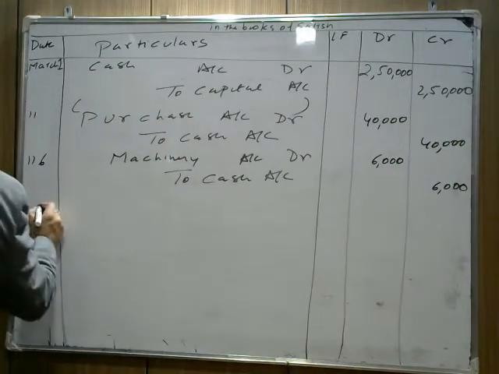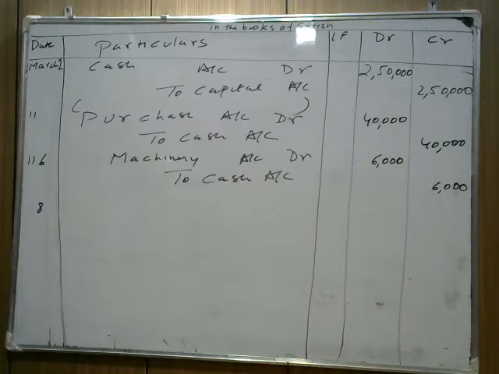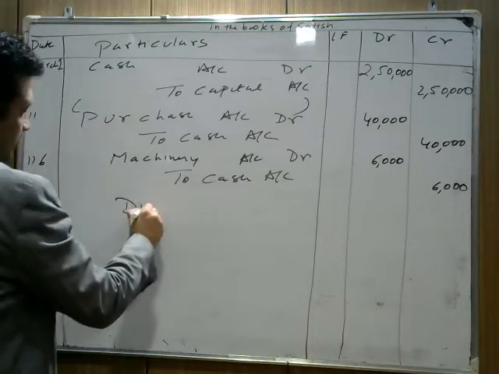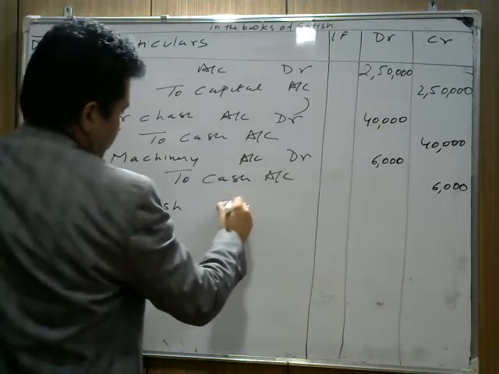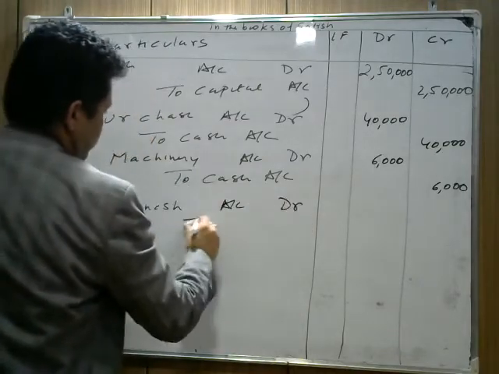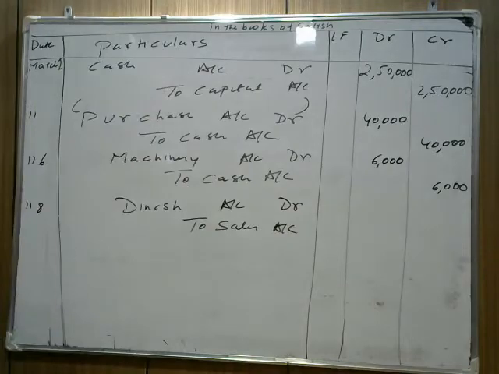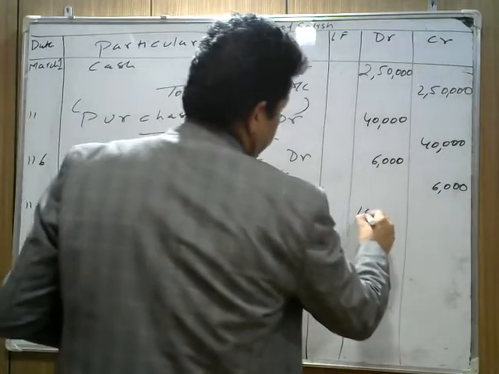Next, on March 8th, they say that goods were sold to Dinesh. You sold goods to Dinesh, so we write Dinesh account debit to sales account. The amount, when we sold goods to Dinesh, is 10,000.